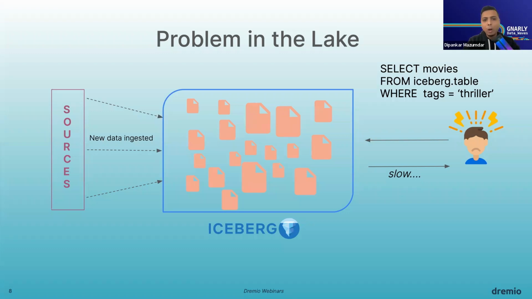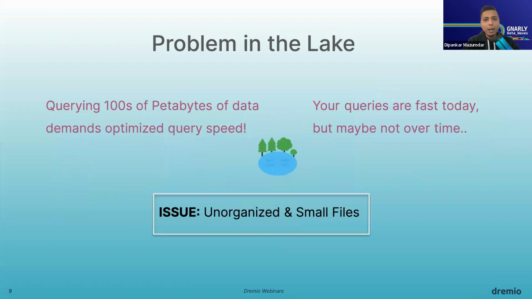So the gist of all of this is that querying hundreds of petabytes of data is pretty minimal. We have also seen some data lakes having exabytes of data, like, for example, Pinterest, and even major companies like Apple. So querying hundreds of petabytes of data demands optimized query speed. You need really good query speed, right? And your queries are fast today, but they may not be over a period of time.